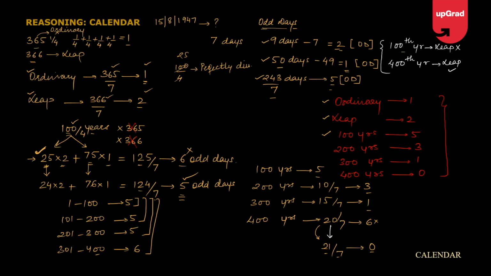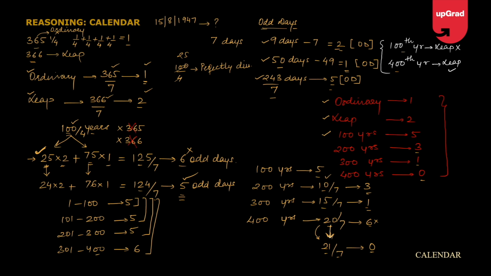When 100 has 5, 200 has 10, 300 has 15, 400 has 20. Every number except for 20 was divisible by 7, divided by 7 to get 3, 1 and 6 respectively. So over here 3, 1. But I said the 400th year is a leap year, and therefore this 20 becomes 21, and my odd days for 400 years come out to be 0. This is what we have done so far.